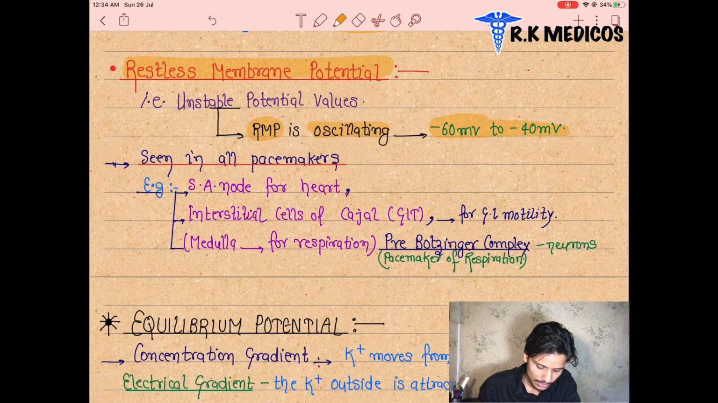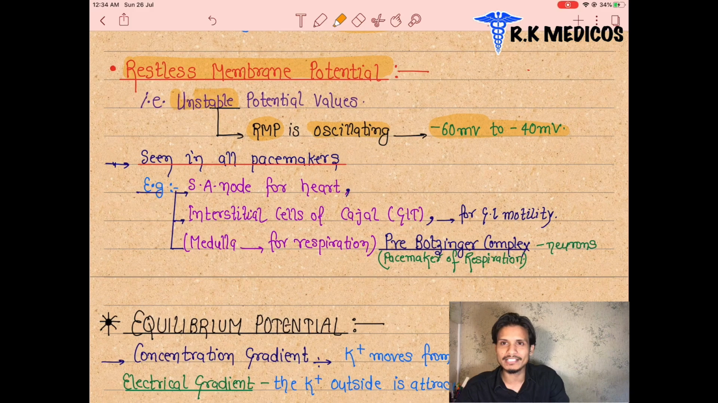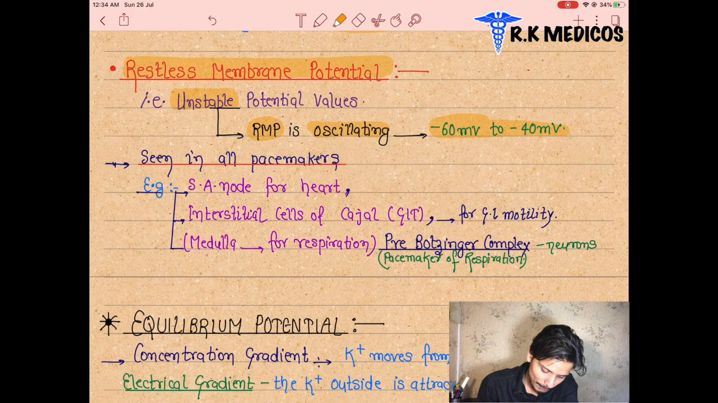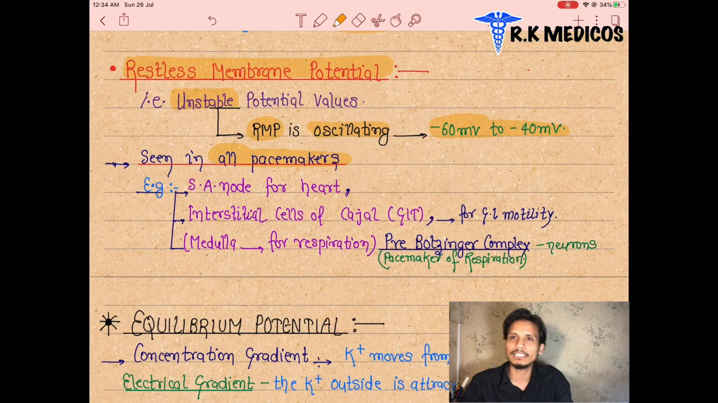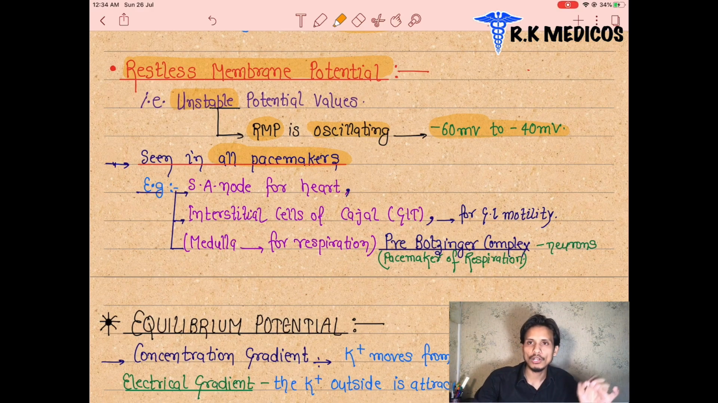This is also called an unstable potential. Basically they oscillate, and this is seen in all the pacemakers of our body. What are the different pacemakers? One you know is the SA node of our heart, which acts like this. Its resting potential oscillates between -60 and -40 millivolts. So now you tell me where we can see the restless or unstable resting membrane potential: in the pacemakers.